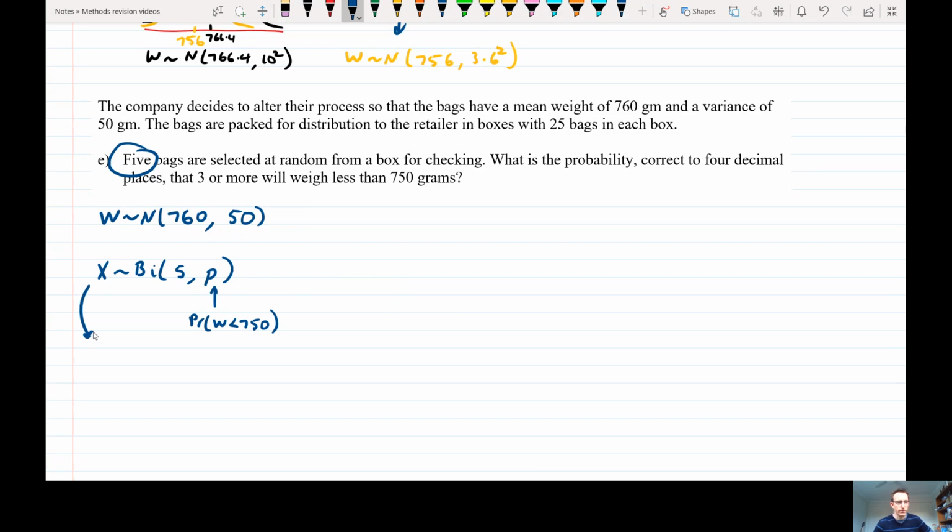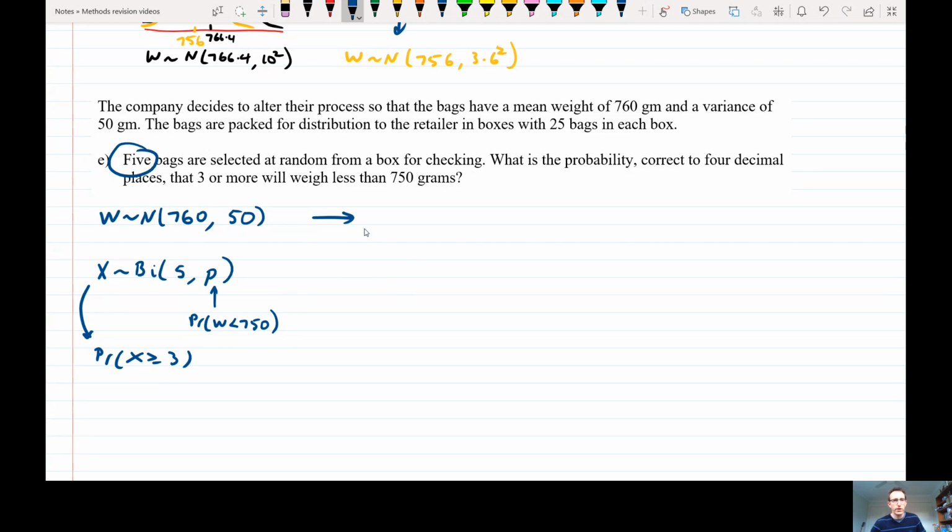To calculate this, we want the probability of X being bigger than or equal to 3. That's what 3 or more means. So we're trying to find the probability of X being 3, 4, and 5. They're whole numbers. And this is binomial because selected at random, the probability of each one is going to be the same, not changing. We're going to have 2 options, less than or greater than, and there's not a specific order, so it's binomial in this case. So we need to find this probability first, and then we can use our binomial distribution.